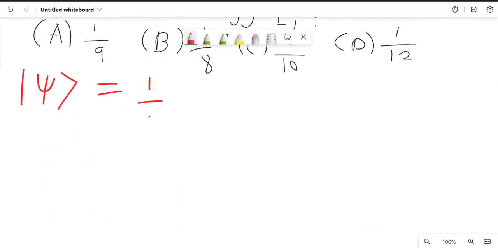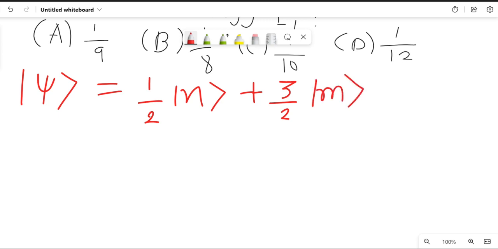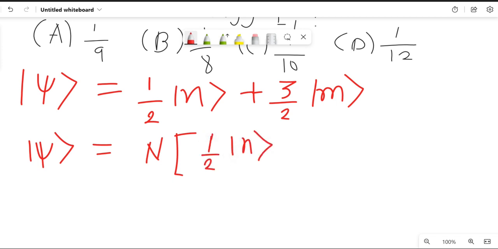So your wave function is given as 1 by 2 n state plus 3 by 2 m state. What we have to do, first of all, is put a normalization condition. Multiply this wave function with a normalization constant. Here N is our normalization constant, and put the wave function as it is, that is 1 by 2 n plus 3 by 2 m.